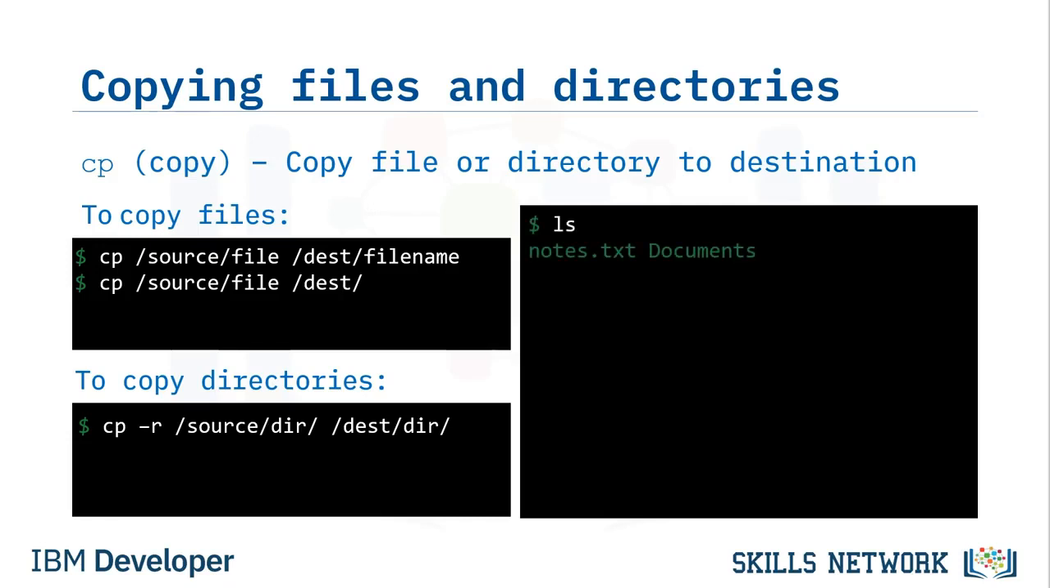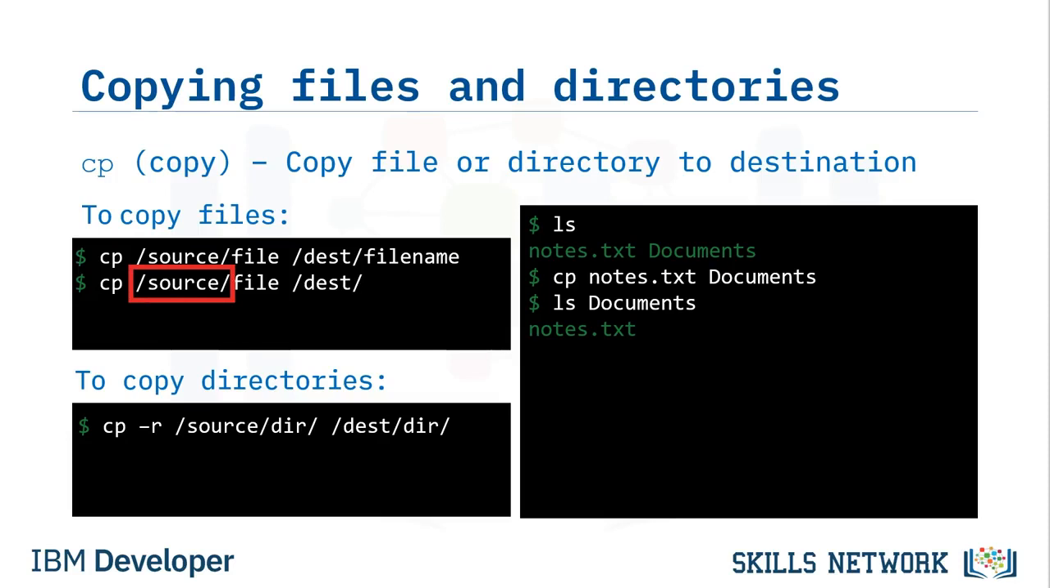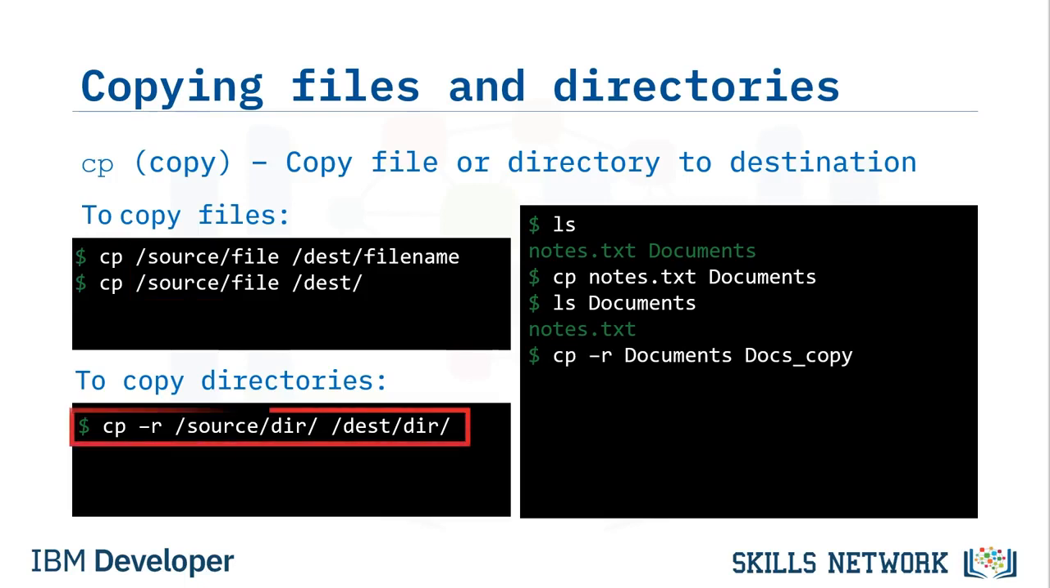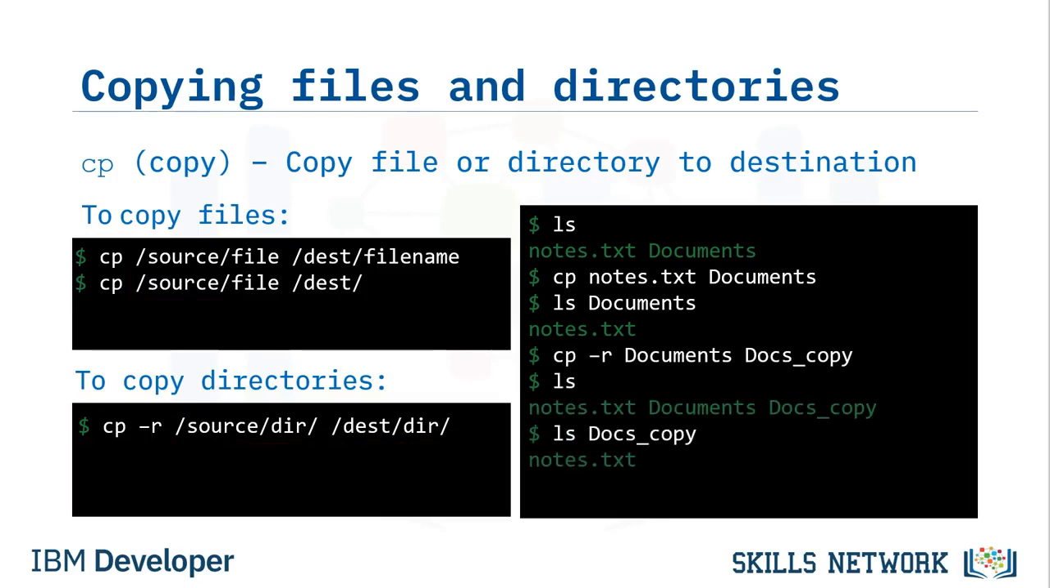Suppose you have a file called notes.txt and a folder called documents in your working directory. You can copy notes.txt to your documents folder using cp notes.txt documents. Now you can see that your documents folder contains a copy of notes.txt. Notice that you didn't need to specify a source directory because cp defaults to your current directory. Next, you can create a copy of your documents folder called docs_copy using the syntax from the left. And as expected, you now have a docs_copy folder containing the same contents as our documents folder.